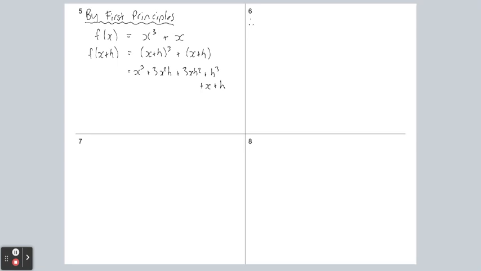So therefore, f dash of x is equal to the limit as h approaches 0 of f of x plus h minus f of x all over h. You don't technically have to write that in, and it is on your information sheet. Now we're simply going to replace f of x plus h with that expression we worked out, and we're going to replace f of x with the expression that we were given.